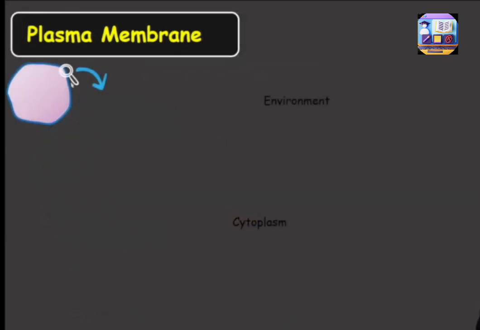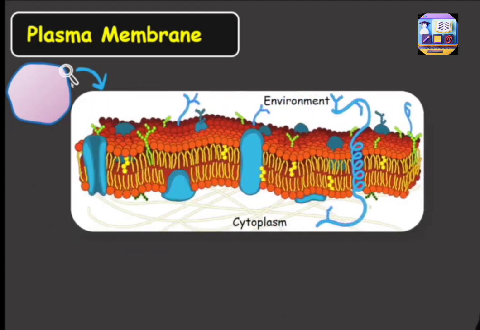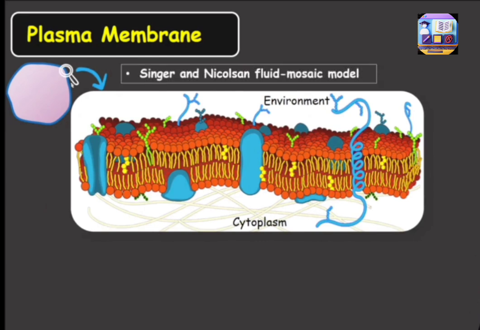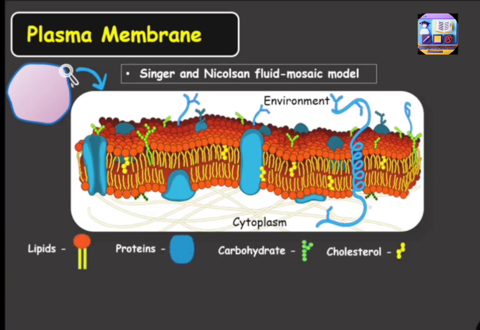Now, if we look at the detailed structure of plasma membrane, we can clearly see that it is composed of several components. This particular model was given by Singer and Nicolson and is famously known as the fluid mosaic model. So the plasma membrane structure has lipids, proteins, carbohydrates and even cholesterol as its components. Now let's discuss each component one by one.